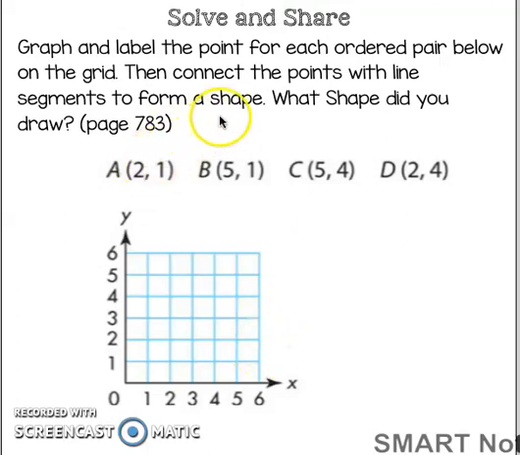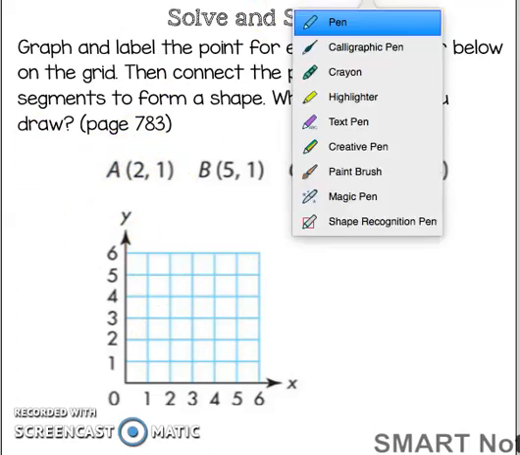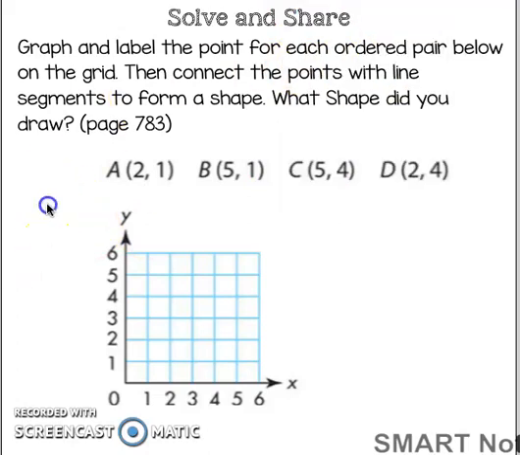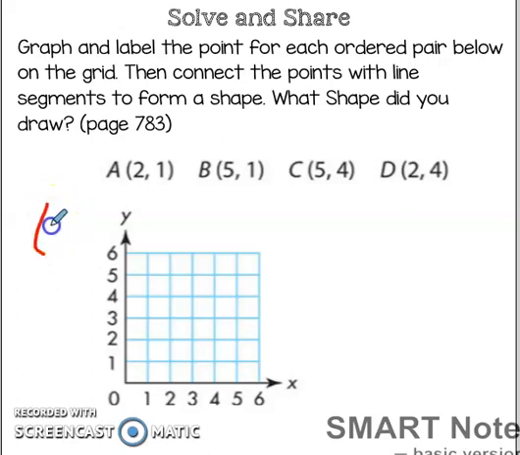Here we go. The first one is A at 2, 1. So we're going to graph this. Remember that we're always graphing X first, then Y. I'm not sure why my pen isn't working here for me. So we have X, then Y all the time when we graph these ordered pairs.